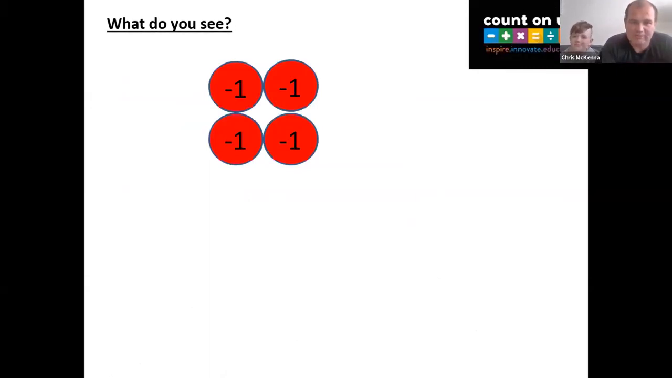What do you see now? Type into the chat box, what do you see now? -4. So we've got 4 minus 1s. So the total is -4. Algebra involves a lot of looking at negative numbers, and we'll see why in a second.